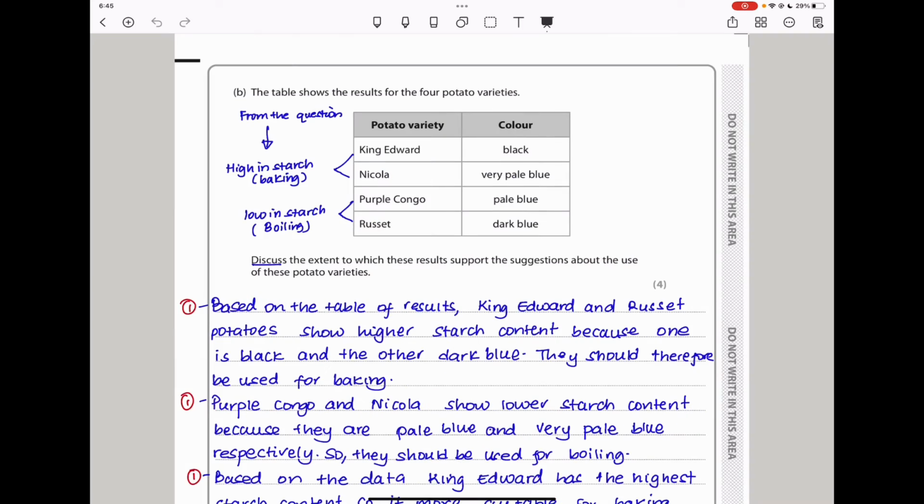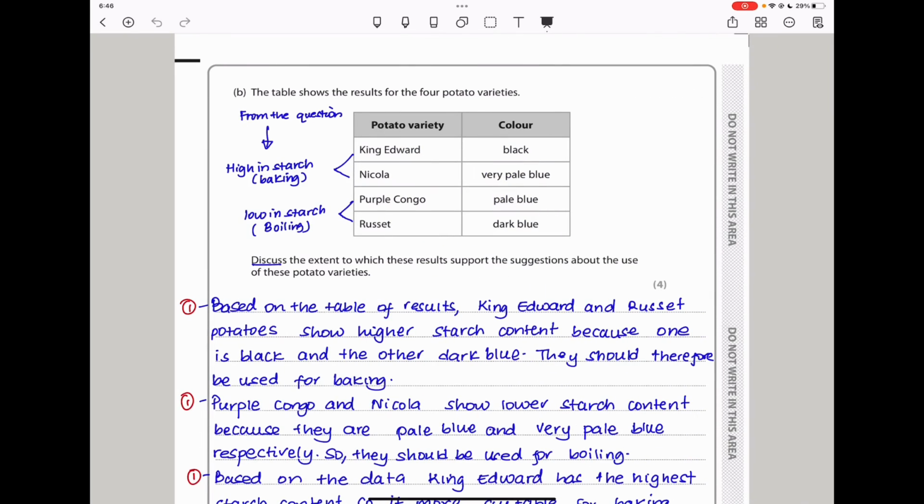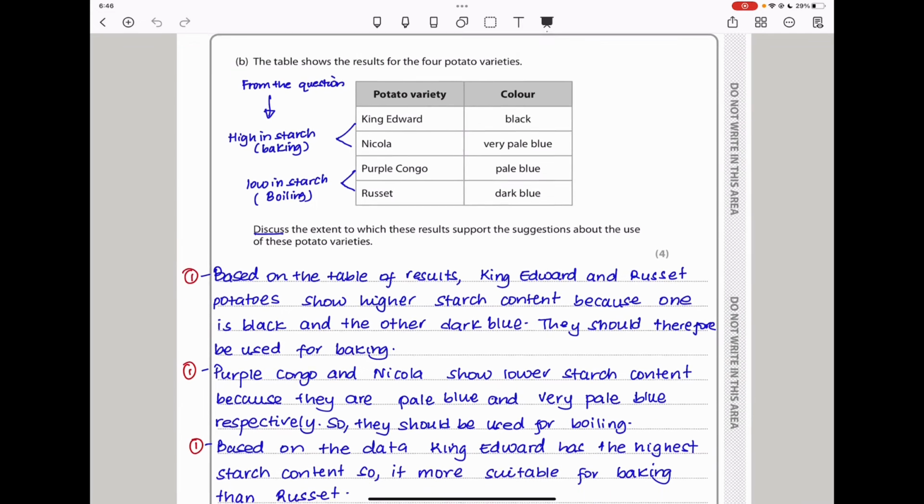Let's continue. So here they say the table shows the results of the 4 potato varieties. So we have the King Edward. From the real experiment, the King Edward was black, meaning it has a higher concentration of starch based on what we saw. Back here, these colors they're using for comparison. So if it's black, it means it has a higher concentration of starch. Let me go back. So this is black. Then we see the Nicola, which is very pale blue. Then this is pale blue, and this is dark blue. We can see black and dark blue should have a higher concentration of starch, and the pale blue and very pale blue, the starch content should be lower.